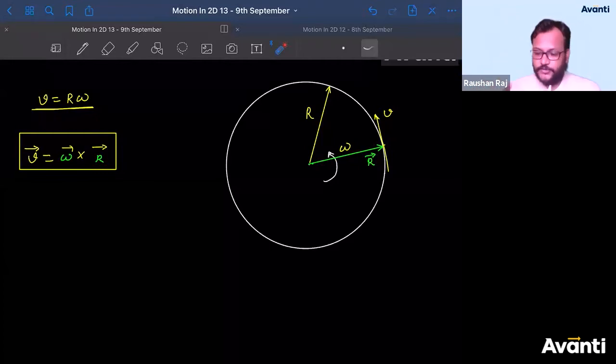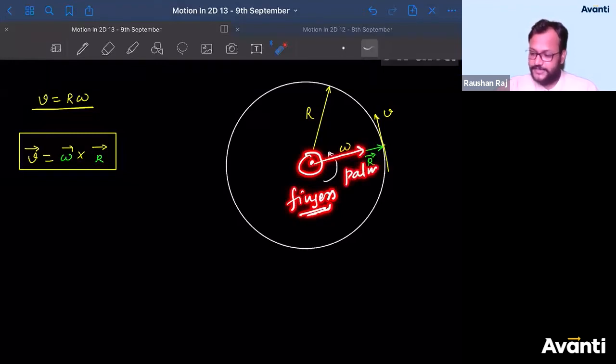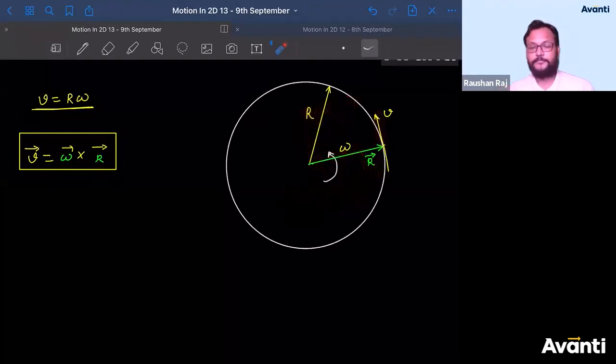So direct your right fingers along the first vector. The first vector is upward. So this is the direction of the fingers. The palm should be facing towards this. So the thumb will be in this direction, that is nothing but the tangential direction. So using this formula also, you can find the direction of V, for any general circular motion, or for instantaneous circular motion also.